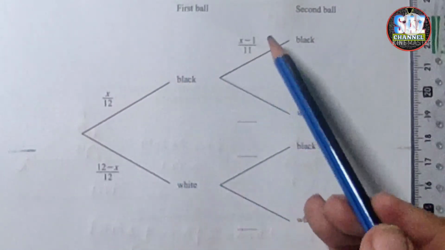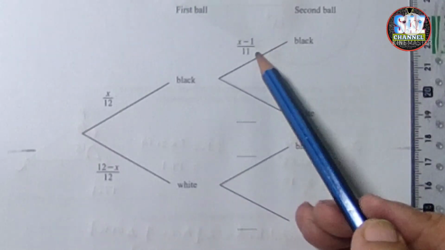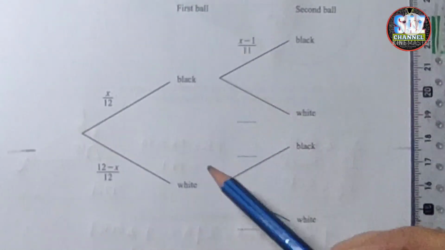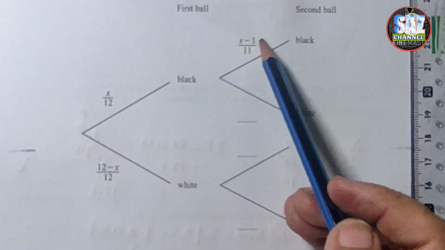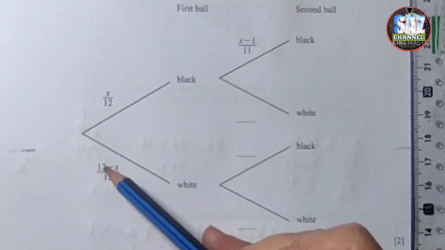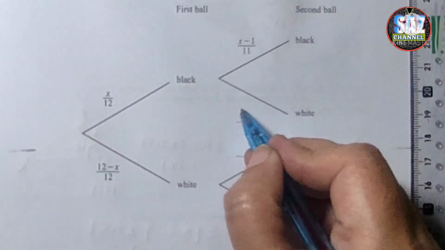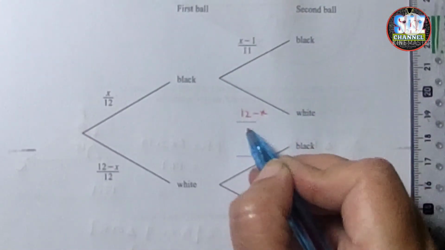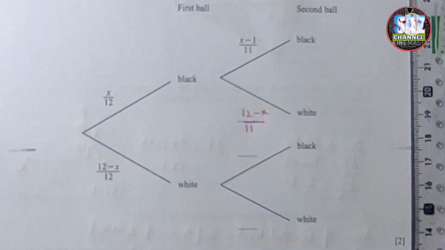So what will happen to the second choice? X minus 1 by 11. But if we look at the white balls, the choice of white ball, here we have selected one black ball already, so nothing has happened to the white ball at this stage. So the numerator will be coming as it is, 12 minus X over 11. Okay, over 11, this will be the choice for the white ball.